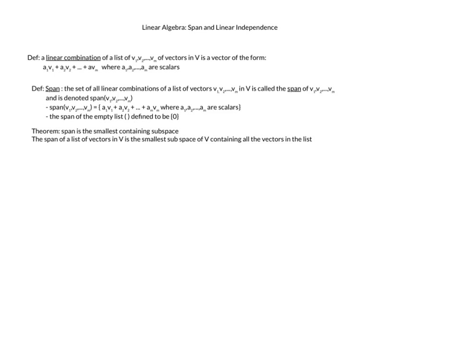So now we have the following theorem. Span is the smallest containing subspace. The span of a list of vectors in V is the smallest subspace of V containing all the vectors in the list. I'm going to skip the proof that it is the smallest subspace, but I am going to prove that it is a subspace. If you recall, there are three things I need to do to prove it is a subspace. First, I need to show that the additive identity is in the space. Then I need to show it's closed under vector addition, and then show that it's closed under scalar multiplication.